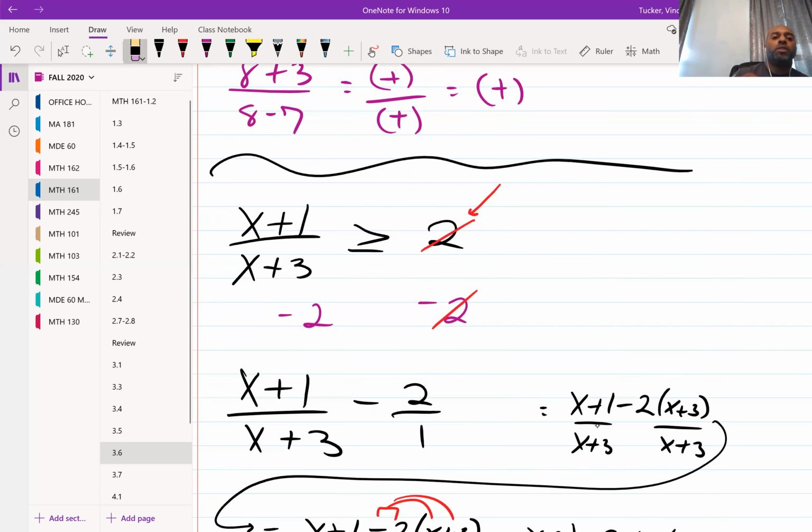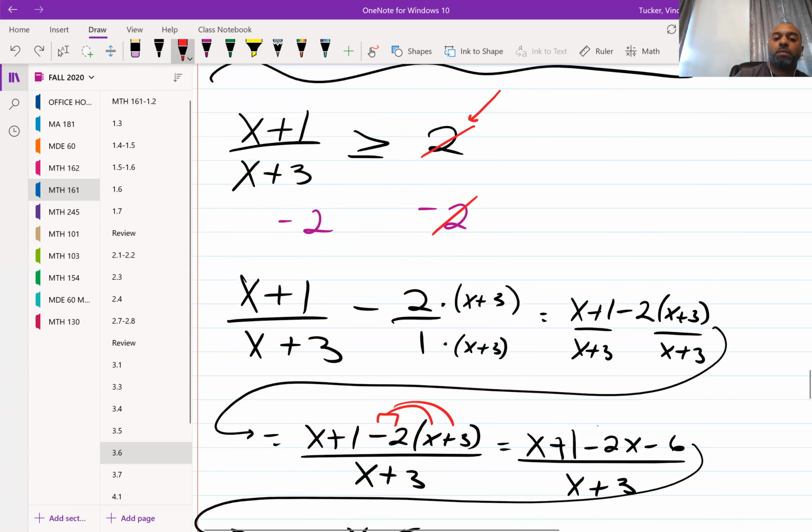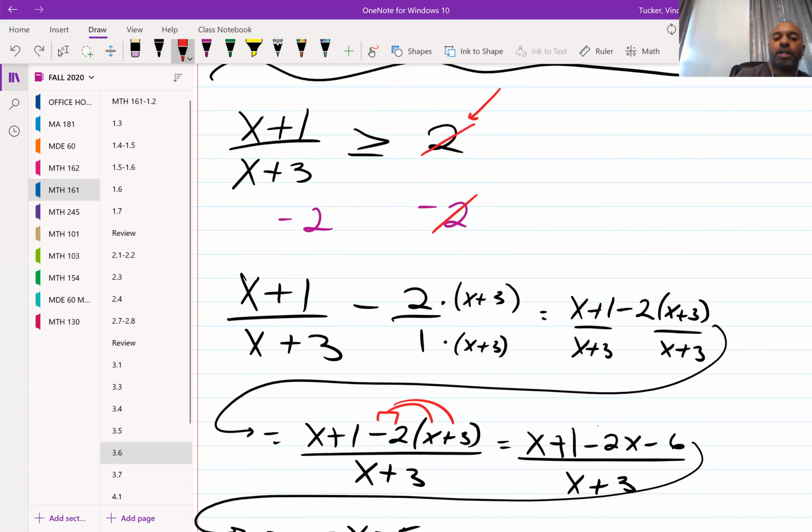Now, if I want to combine this, remember whenever you have fractions, in order to add or subtract fractions, you need a common denominator. So our common denominator will be x plus 3. I'm going to multiply that to the top and bottom. Be careful here. Make sure that this minus sign stays with the 2, so that when I do this distribution right here, it's distributed with the 2 as well.